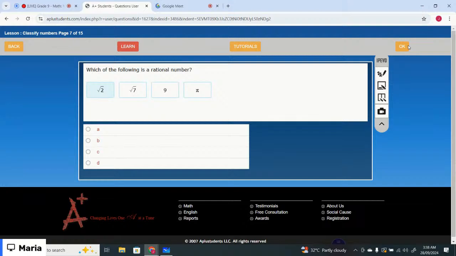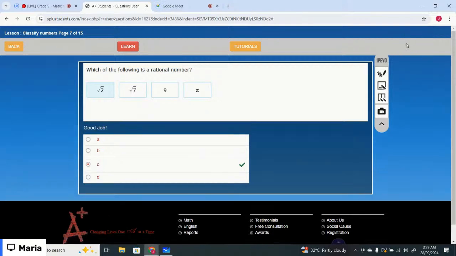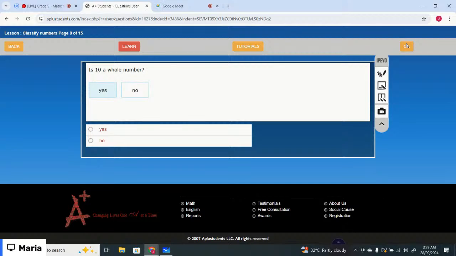Which of the following is a rational number? Which is the correct option? Option number C is the correct option, right? Is 10 a whole number? Yes, 10 is a whole number. The correct option is yes.